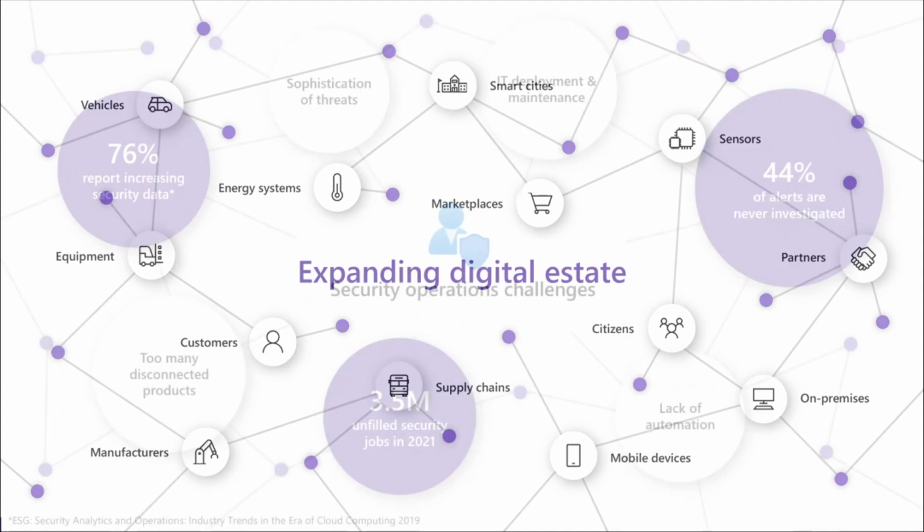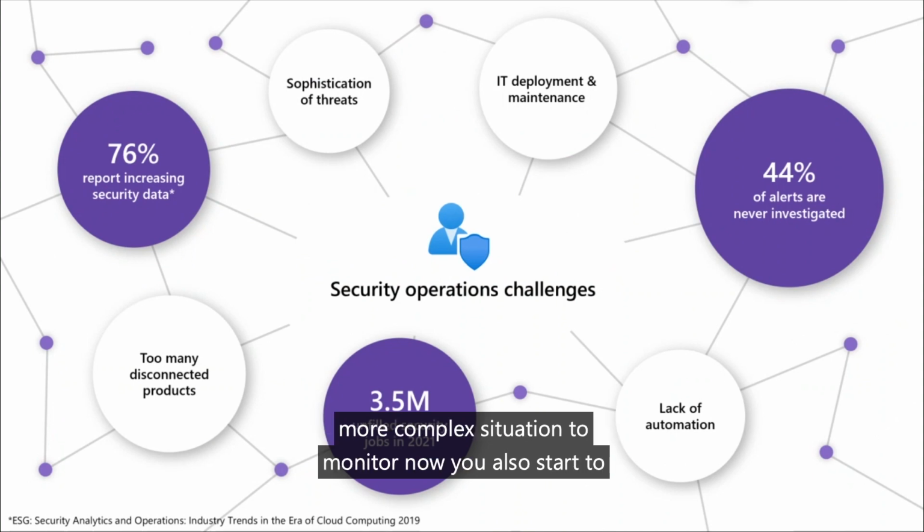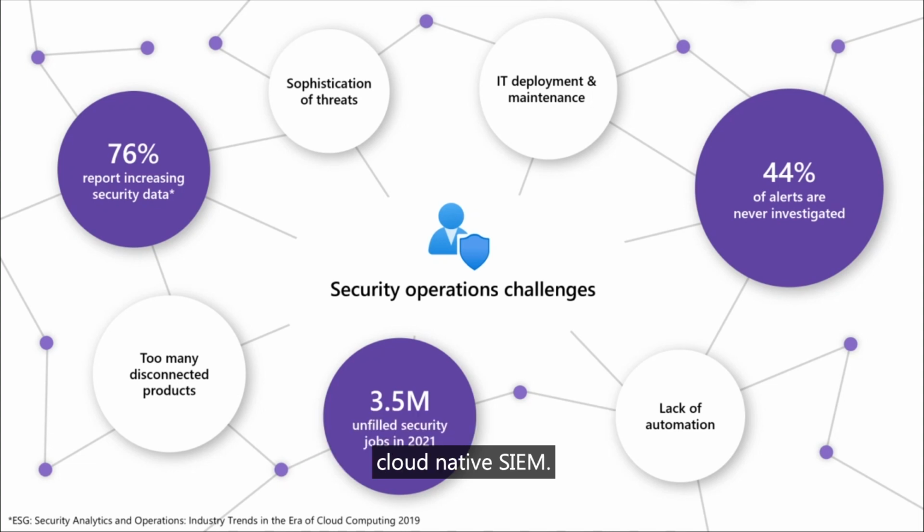And so what happens is not only do you have more signals and a more complex situation to monitor now, you also start to implement more security technologies and control points. These solutions also generate signals and alerts, very often without taking additional context from each other. So what you end up with is many false positives, and alert fatigue starts to build to a point where it negatively impacts your security operations. Because as you can see, almost about half of these alerts will never be investigated and are often overlooked. And so that's why we decided to design and launch Azure Sentinel, a 100% cloud-native SIEM.